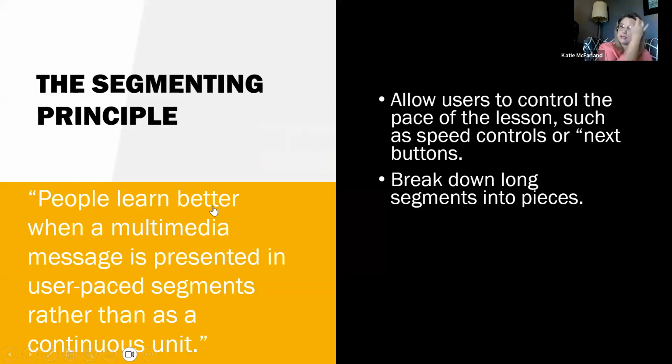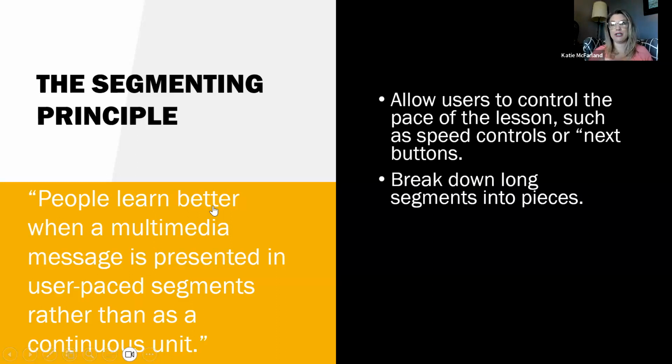The segmenting principle is people learn better when a multimedia message is presented in user-paced segments rather than a continuous unit. This one we usually do pretty well anyway. I always think back to when I was having people join ESP and I would have them read the creed. I had to break it up into little segments, because if I read the whole paragraph, they couldn't remember to repeat it after me. So I would break it up into smaller pieces that people could remember.